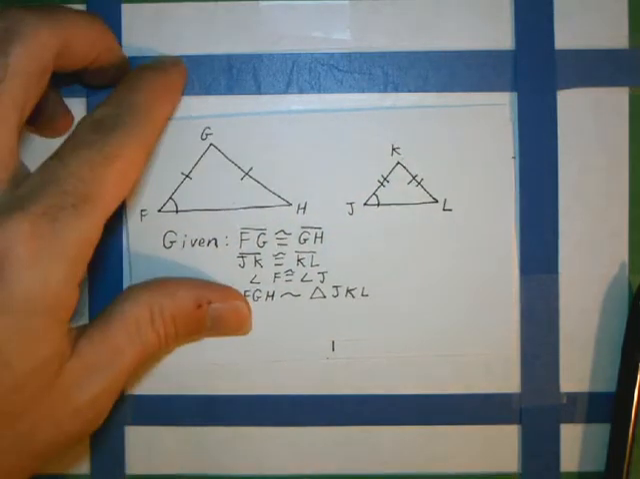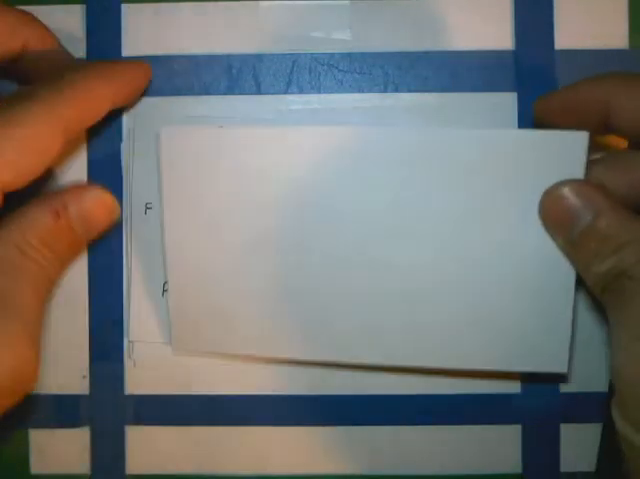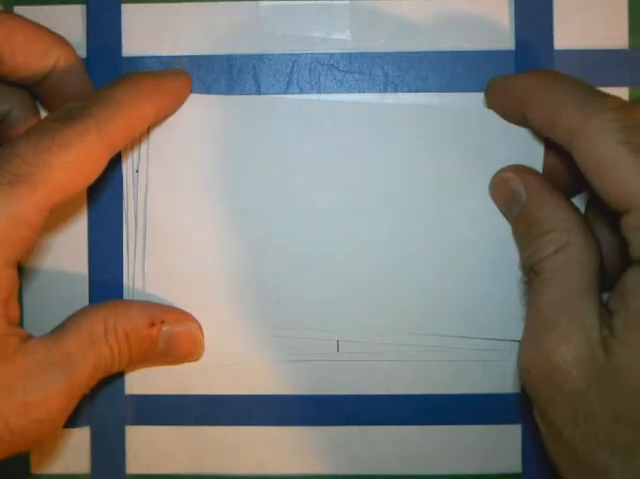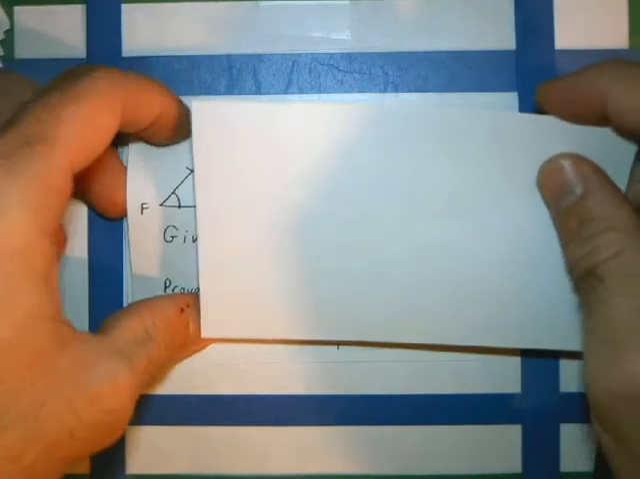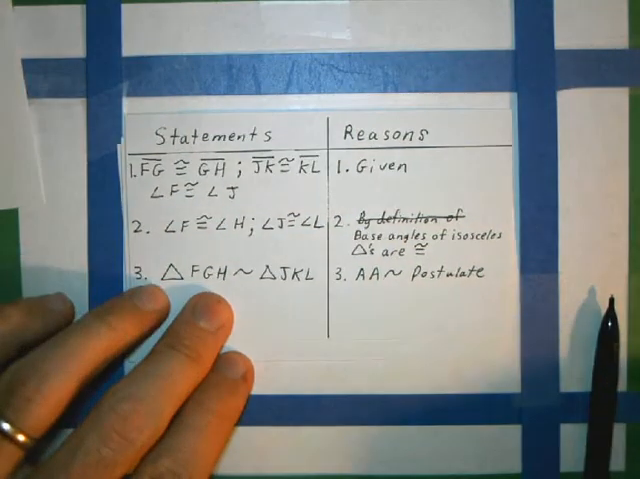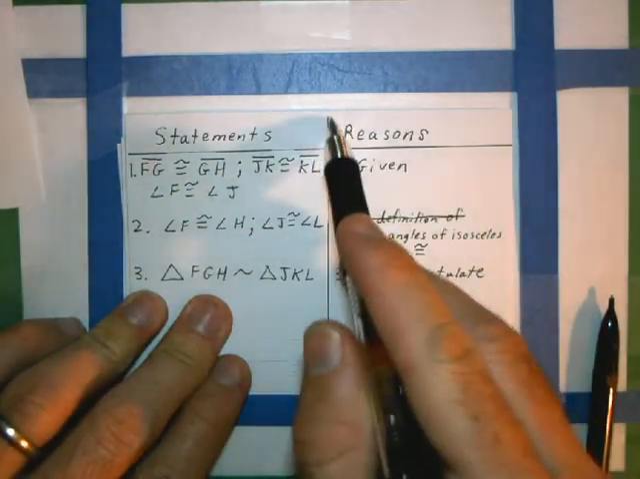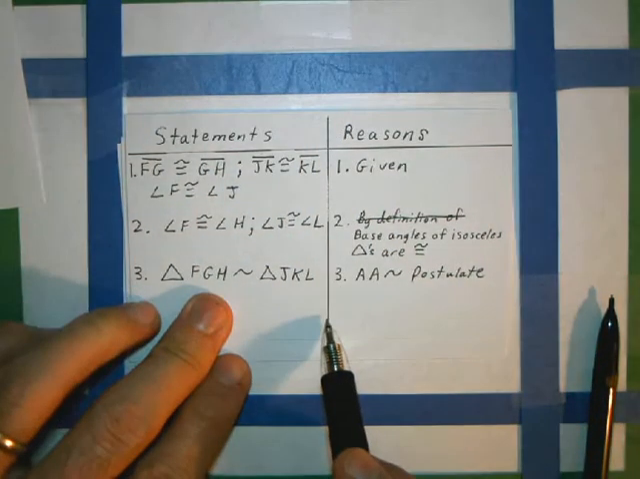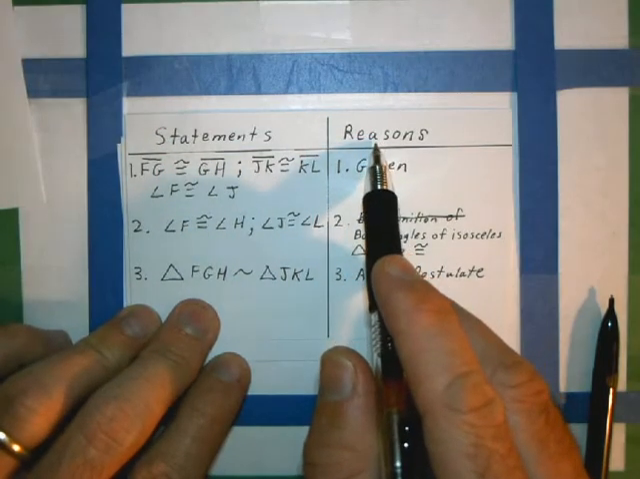Now to set up our proof, you're going to start off with just a white sheet of paper, and you will have to draw and make your own table that looks something like this. So the first thing that you do is you draw your T, and you write statements and reasons. So you can do that.